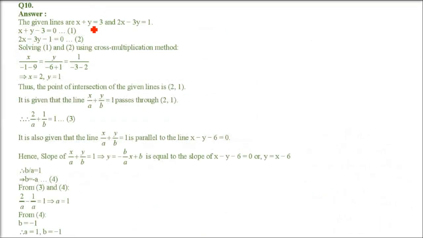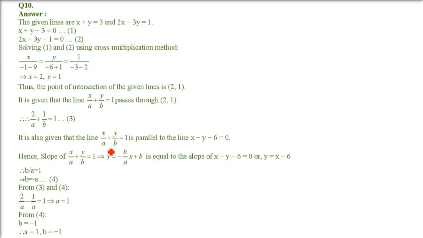Now this is question number 10. If the straight line x by a plus y by b equals 1 passes through the point of intersection of the lines x plus y equals 3 and 2x minus 3y equals 1 and is parallel to x minus y minus 6 equals 0, find a and b.